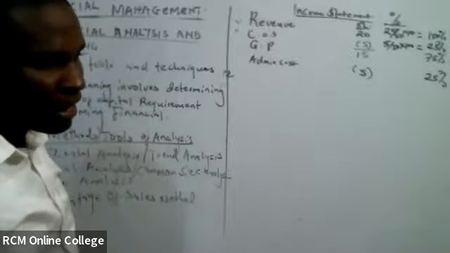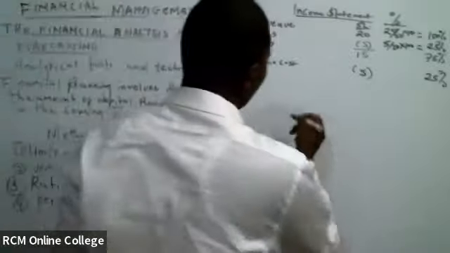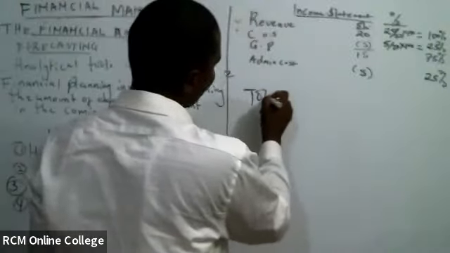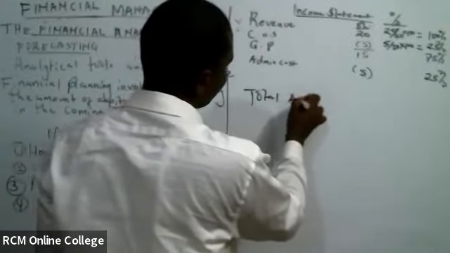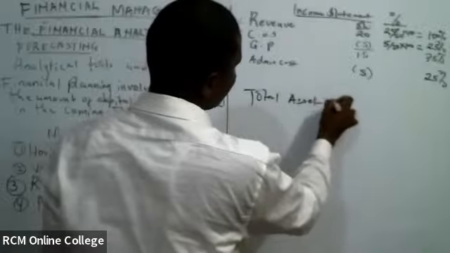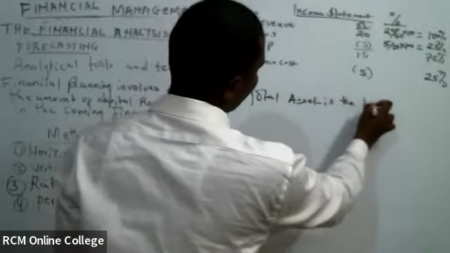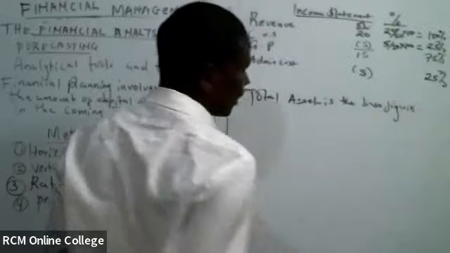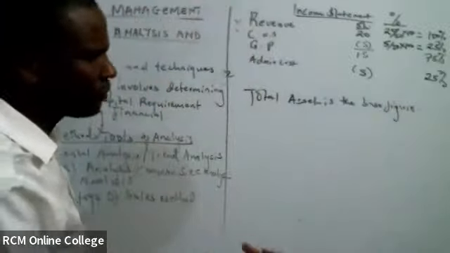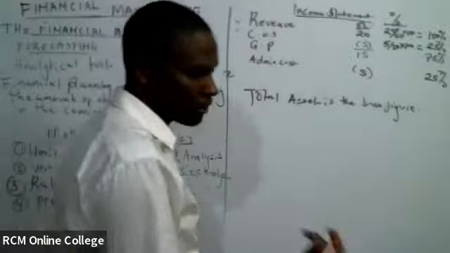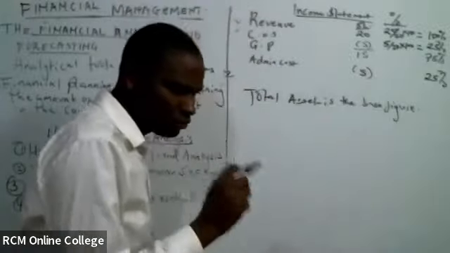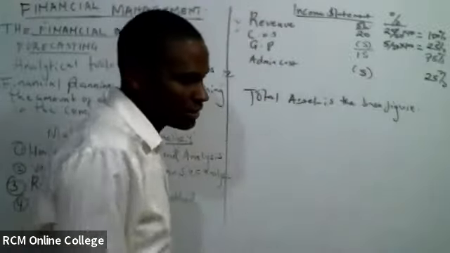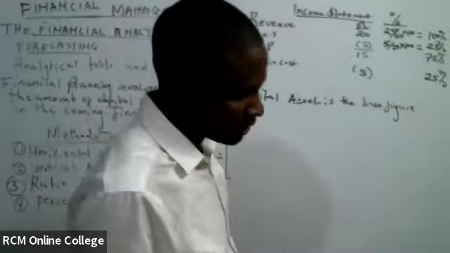For the balance sheet, or the statement of financial position, the total asset is the base figure. So that means we are expressing all the items of asset and liability as a percentage of the total asset.